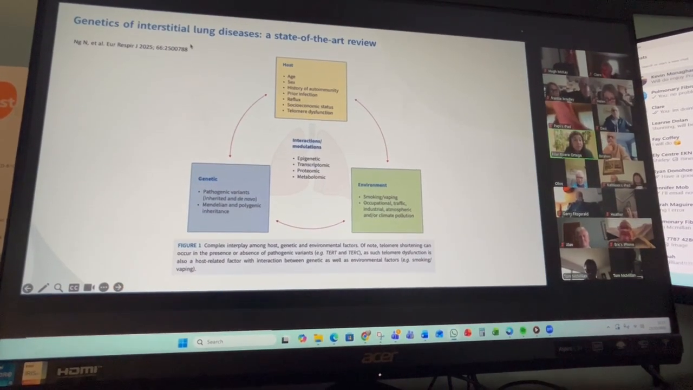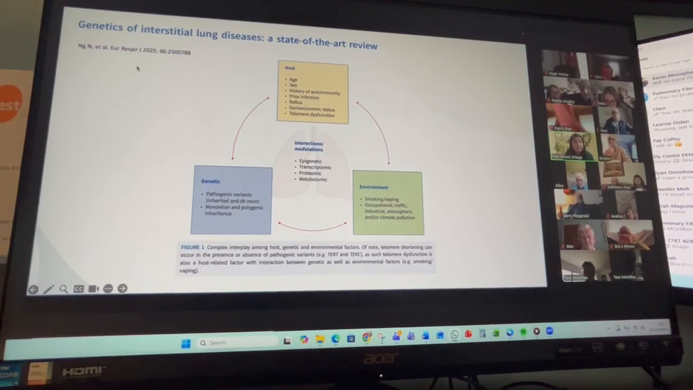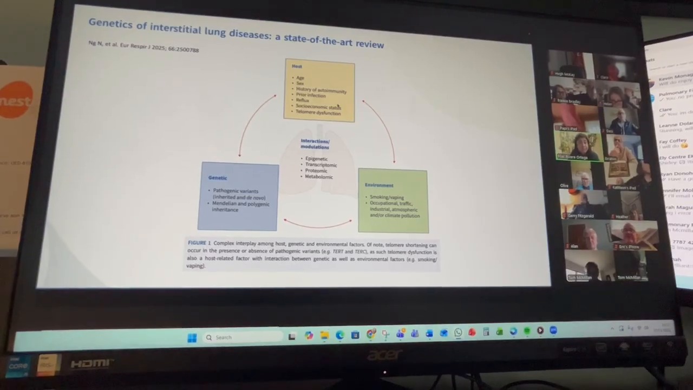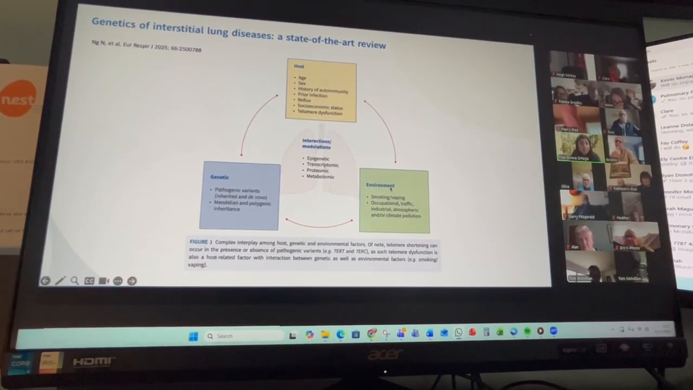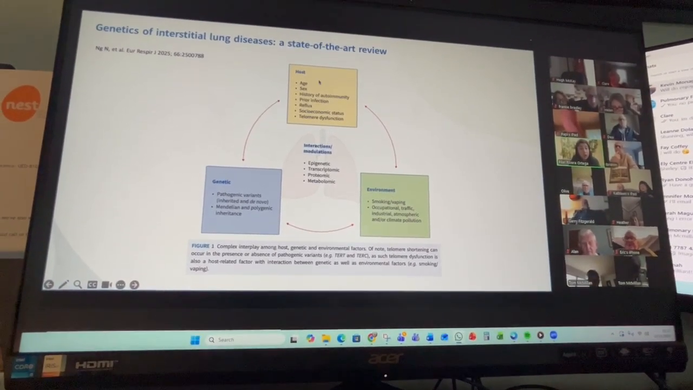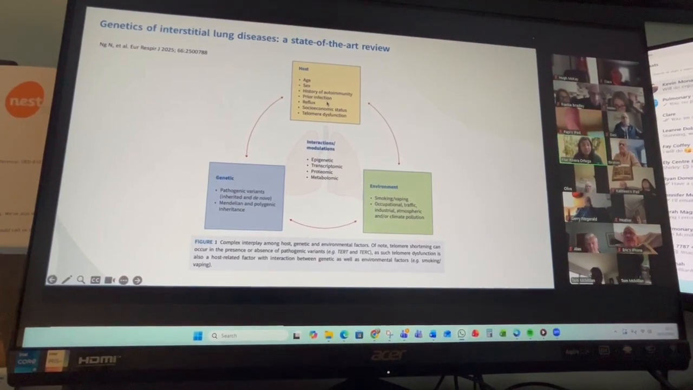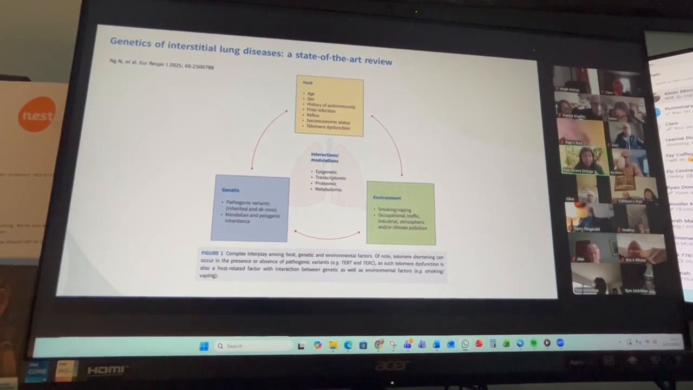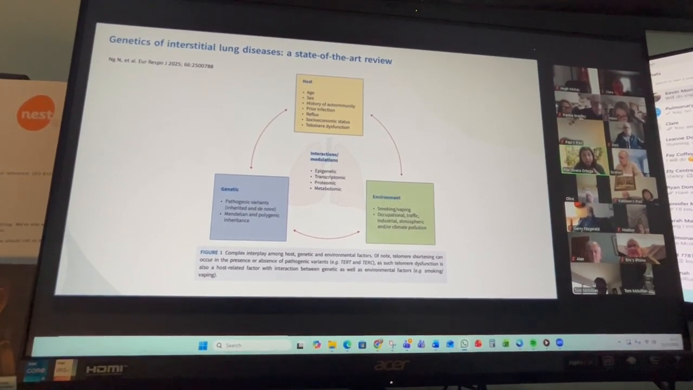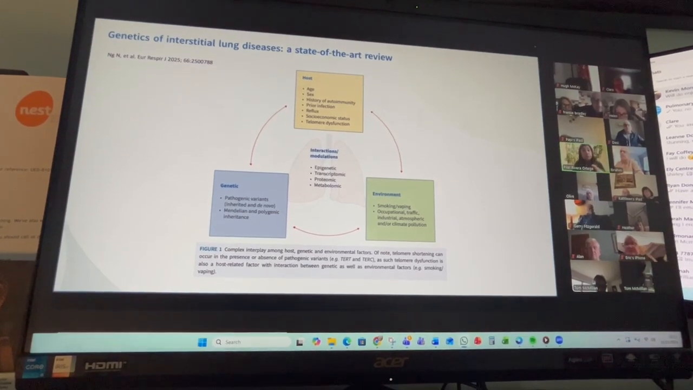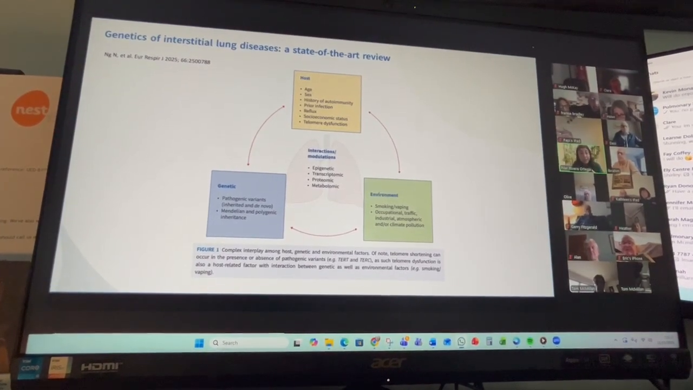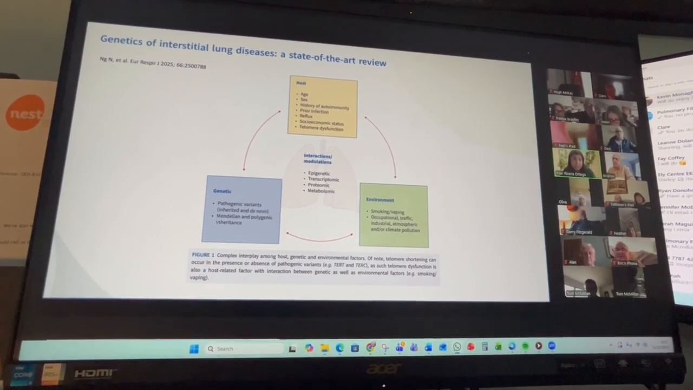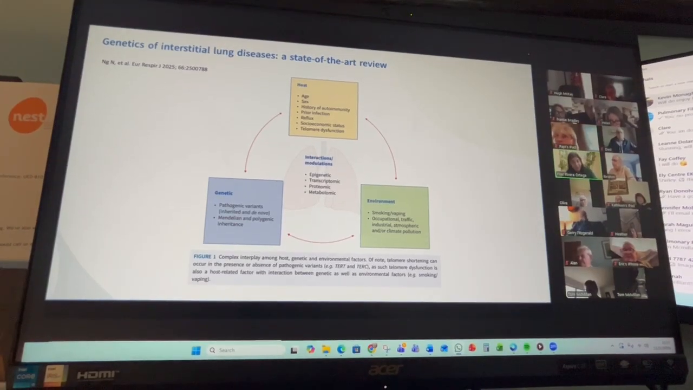We have recently published, in less than a month, this state-of-the-art review about the genetics of interstitial lung diseases. One more time, this is just to show the interaction between the host, that means you as a patient, and how important age is. And when we talk about age, one thing is chronological age, that means how old you are exactly, and different is how old your telomeres are. That means your biological age.